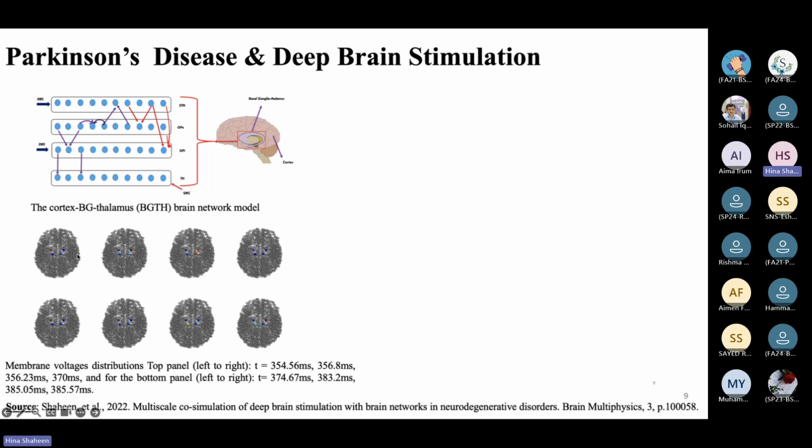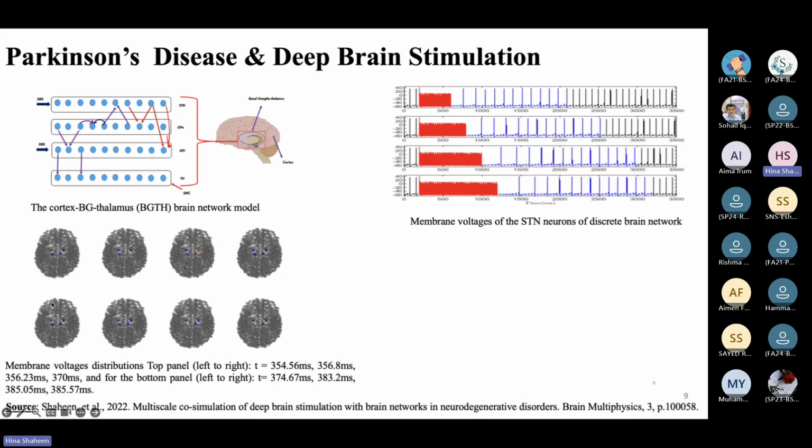So you see here, we have looked at the membrane voltages and how they change with respect to time. We plotted this again in MATLAB, and we saw that the resting membrane potential is always minus 75 millivolts. But with the progression of Parkinson disease, the membrane potential keeps fluctuating, sometimes increasing or decreasing. That is actually the hallmark of Parkinson disease.